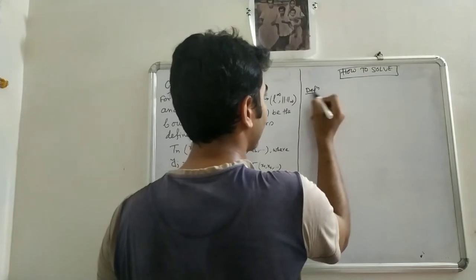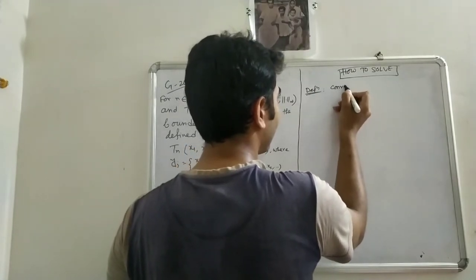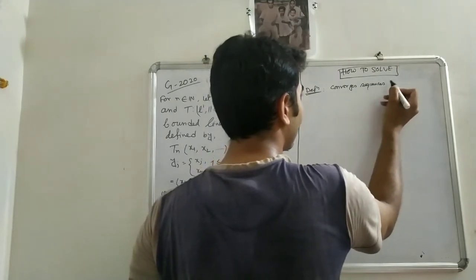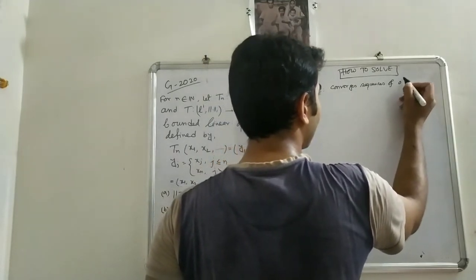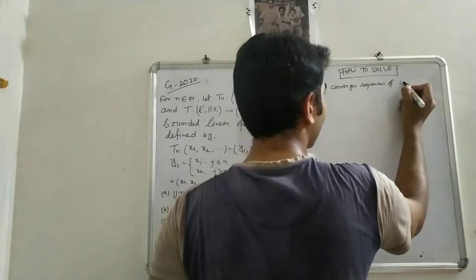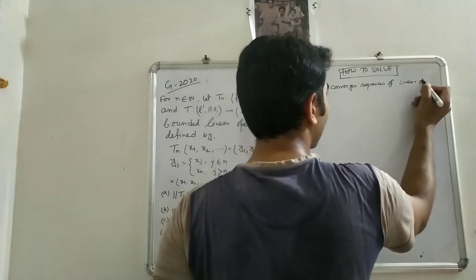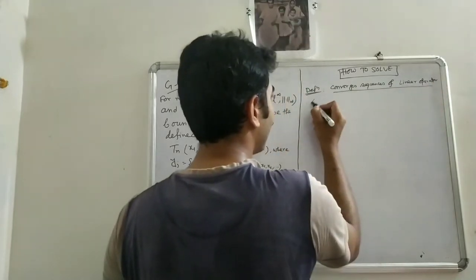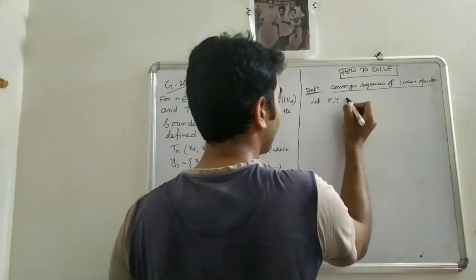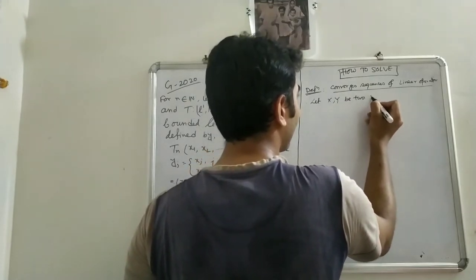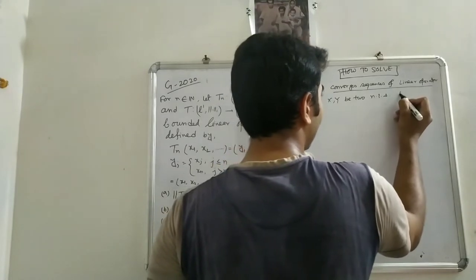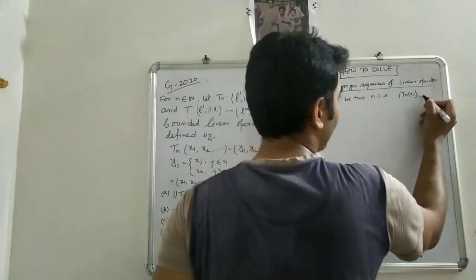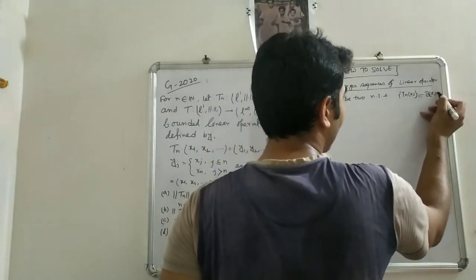Definition: convergence of sequences of linear operators. Okay, so first let X and Y be two normed linear spaces and T_n be a sequence of bounded linear operators, belonging to B(X, Y).